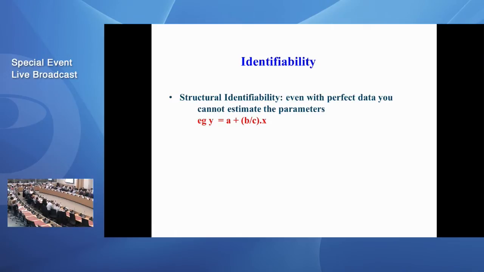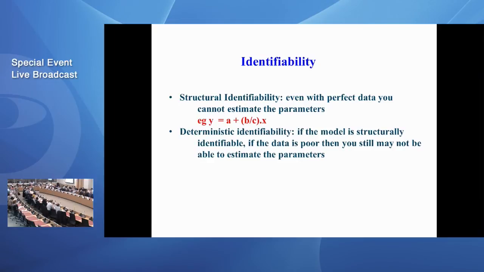So here's a simple example, which is a straight line. y equals a plus, if you like, intercept plus slope times x. But if you look at the way the slope is written, it's written as a ratio of b over c. Now, if you had data and you tried to estimate b and c independently, you can't do it. You can't do it even if you had perfect data. In other words, if you had no noise whatsoever in the data, you had the best design in the world, they are structurally non-identifiable. Of course, you can actually estimate the ratio b over c, but you can't estimate b and c independently. It's structurally non-identifiable.